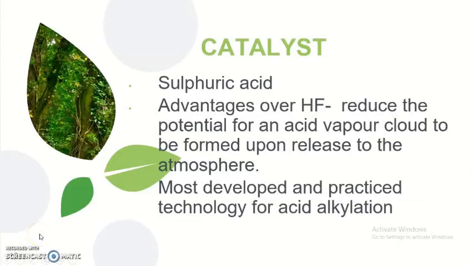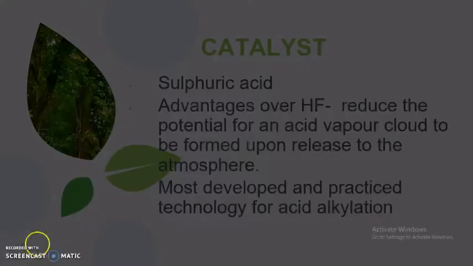Next is our catalyst. In this alkylation process, we use sulfuric acid as our catalyst. The advantage of using sulfuric acid as catalyst is that it will reduce the potential for an acid vapor cloud to be formed upon release to the atmosphere. Hydrofluoric acid and sulfuric acid processes of alkylation are the most developed and practiced technologies for acid alkylation. So it's the most commonly used in industry besides hydrofluoric acid.